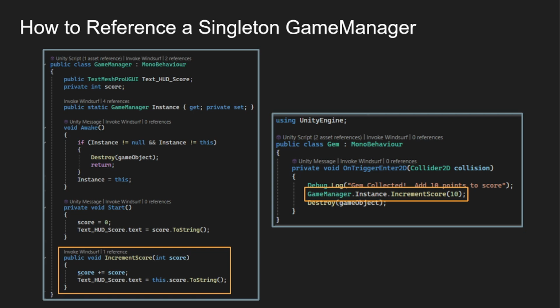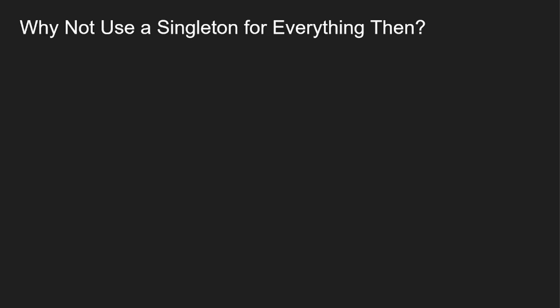So what I can do in the gem script is say, okay, when the player enters this trigger, call IncrementScore on the game manager, then destroy myself. So the gem can say, hey, game manager, the player collected me, so give them 10 points. Okay, bye-bye. And then poof, it destroys itself, which is a really clean and straightforward way of doing that. You'll use that kind of process a lot.